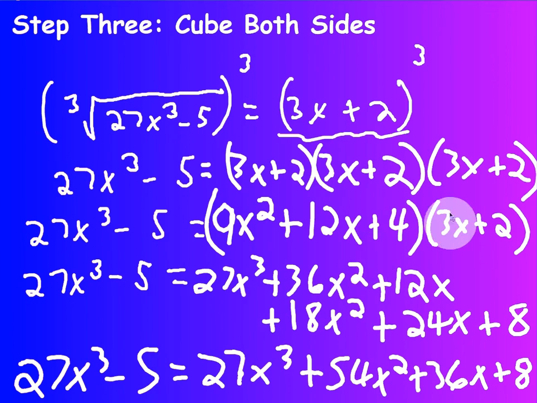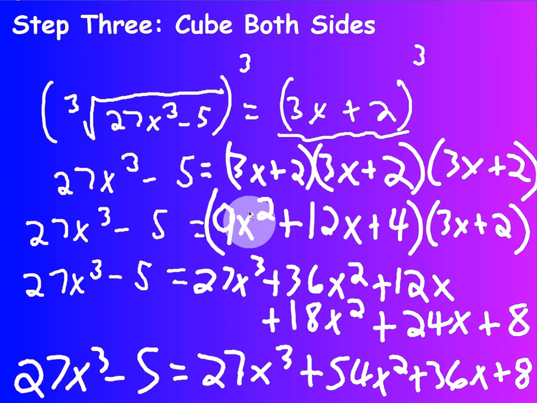Then what I did was I distributed the 3x into each of these terms. 3x times 9x squared is 27x cubed. 3x times 12x is 36x squared. And 3x times 4 is 12x. See how I'm checking everything as I'm doing it? If you don't show all your steps, please double check before you move on. And the reason I'm doing this is because we ran out of room, so I'm trying to fit everything on this page.